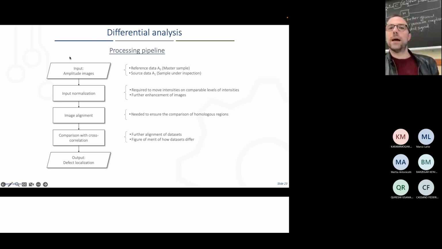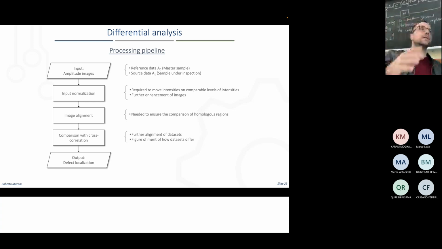So the processing pipeline: we have a reference data, the master sample, and then a source data, A1. These are amplitude maps again, but the same could be done also with the phase maps. In this case, we were working just with the analysis of amplitude maps. First, input normalization. So again, try to have everything bounded at the same level. Then an alignment of the images, to make these two perfectly comparable. And then the comparison with some strategy.